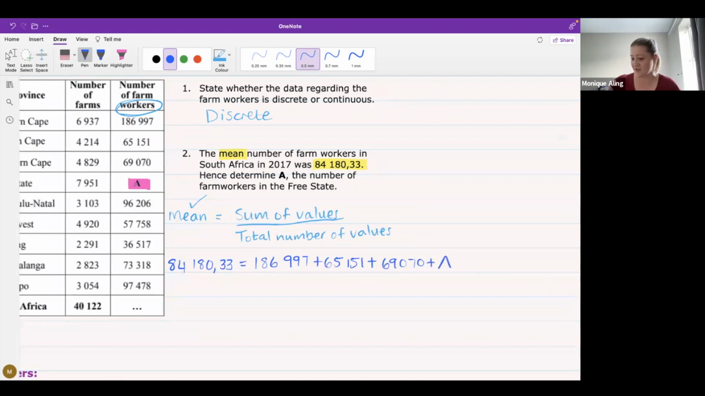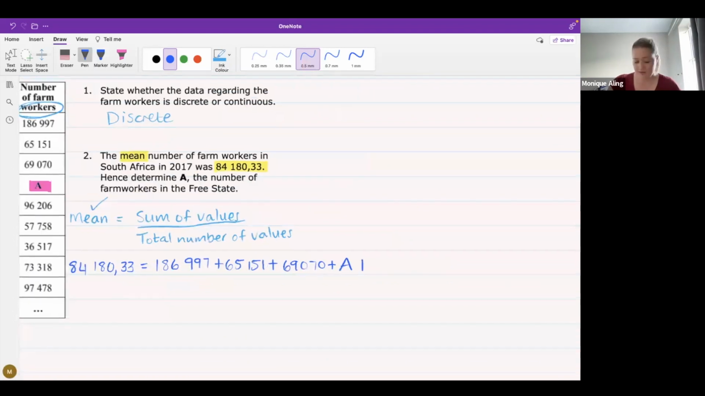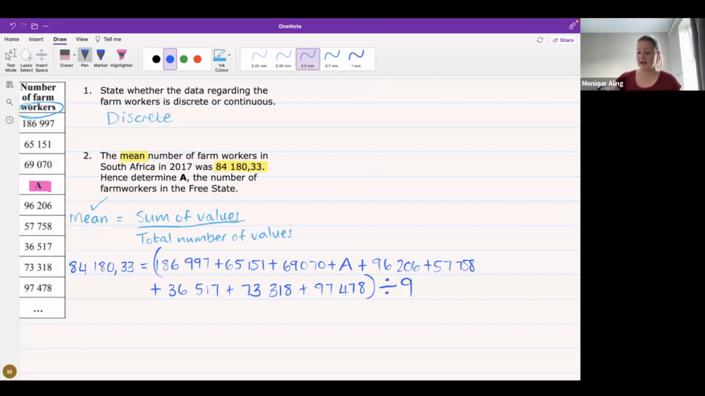Okay, and this is where A is. I've just put A in. $96,206 plus... Okay, so this is how we would normally work out the mean, and then we put all of that, so I'm just going to do it like this, over 9. That's how we normally work out the mean, but we were given the mean in this instance, and we have to work out one value.